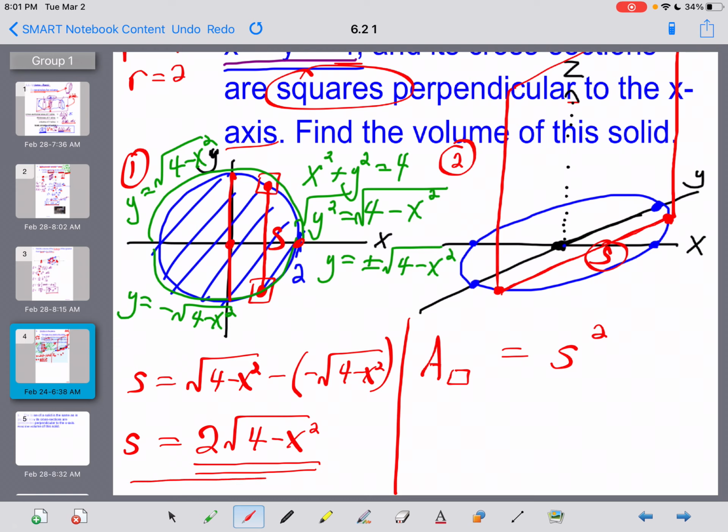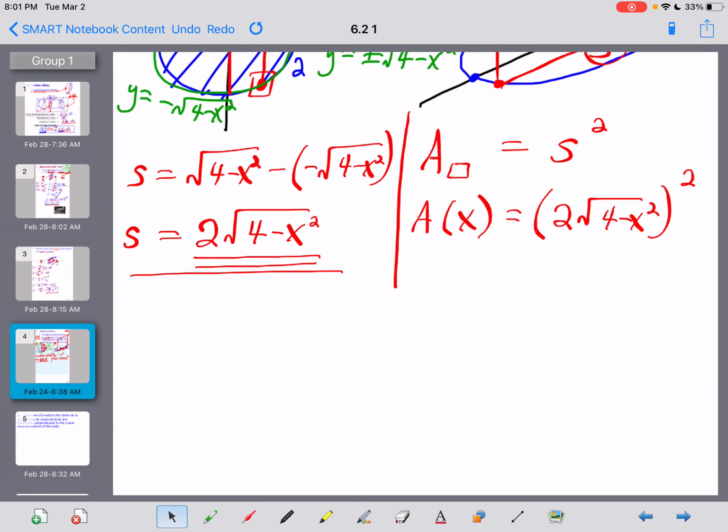Right over here, we've got the formula for S as a function of x. So A as a function of x is going to be your side length, which we just found to be 2 times the square root of 4 minus x squared, squared. And you know what? That can be cleaned up a little bit. So let's see what we can do to make that easier to work with.